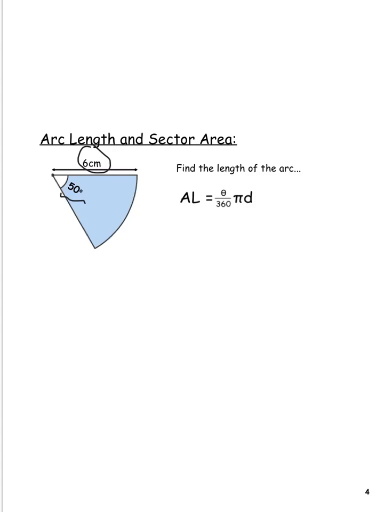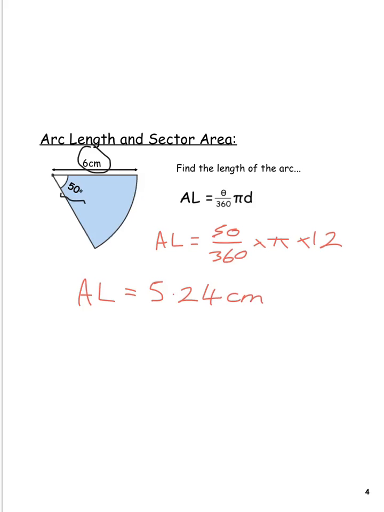So my first line of working should look like this. AL is equal to 50 over 360 times pi times 12. That's my diameter. We can then put that into a calculator, and we get out that 50 divided by 360 times pi times 12 is equal to 5.24 centimeters.